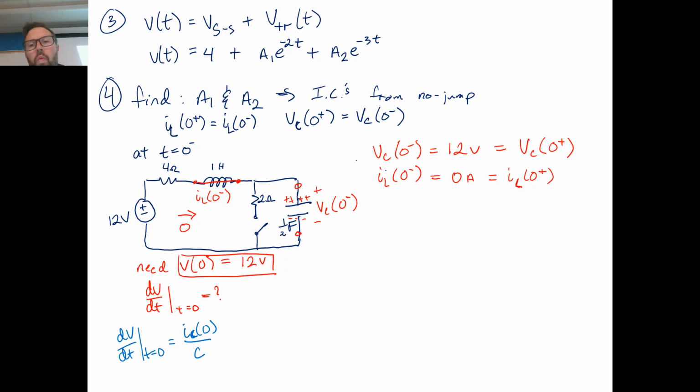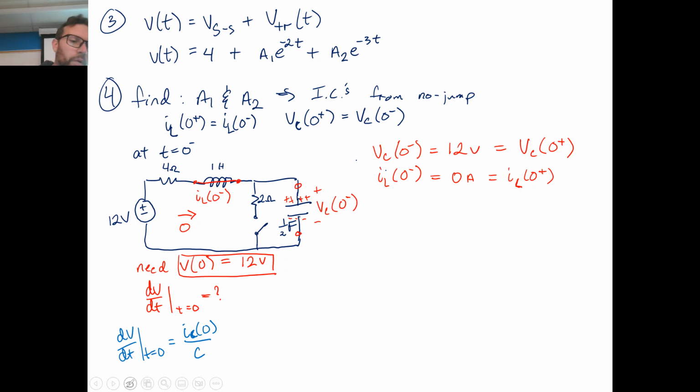And so we actually have IC of 0. No, we don't. Wait. We don't have IC of 0. We have IL of 0, right? We know that can't jump. That is not going to change. But we don't have IC of 0 yet. And this is an important point to pause and remember that the current through a capacitor can change instantly. It can pivot and just all of a sudden have a completely different value, or in other words, be discontinuous about a switching event.